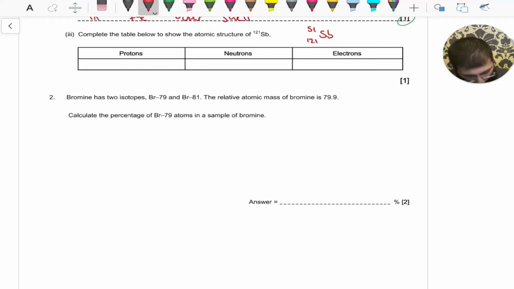Okay, so we know that the small number is the number of protons. So clearly we've got 51 protons. Now an atom is neutral, so it has the same number of protons as it does electrons. So we're going to have 51 electrons. To work out the number of neutrons, we're simply going to do the mass number minus the number of protons. So 121 minus 51, 70. Again, really straightforward.